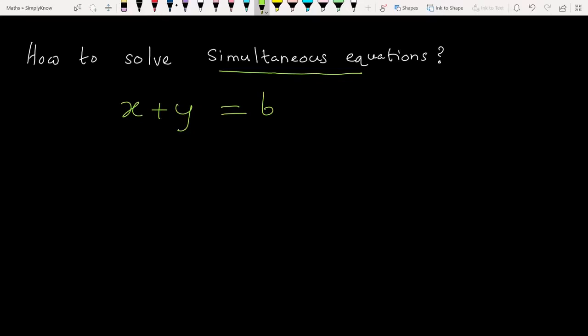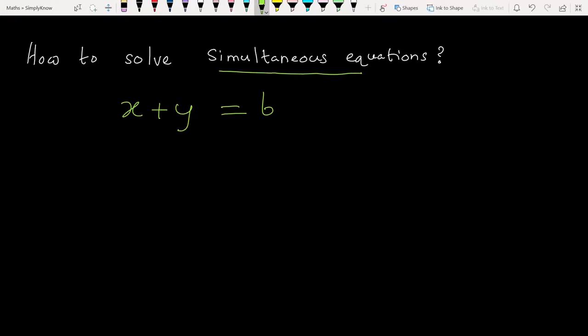No, you can't, right? Because this equation has two unknown terms, two unknowns. We don't know the value of x, even y. Then how can we solve this?